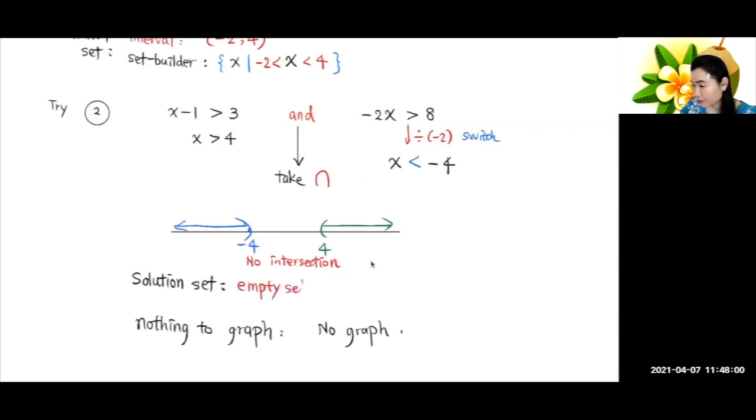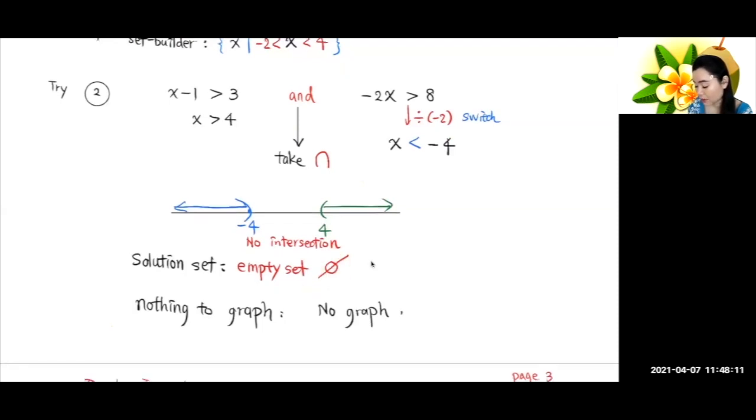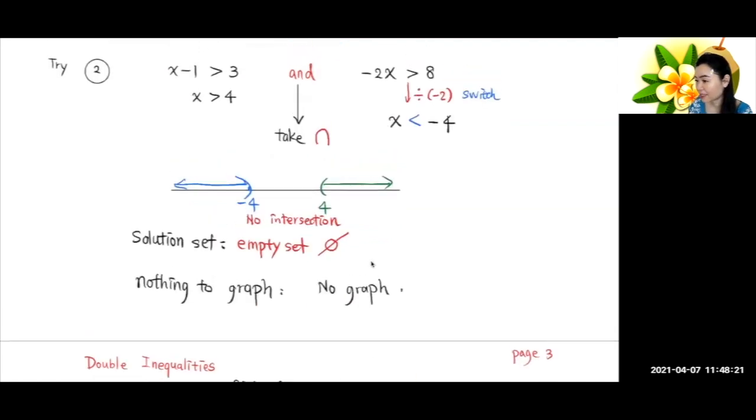The symbol for empty set is a 0 with a slash, remember? So we can just put down this symbol. The solution set is the empty set. Well, since it's an empty set, there's nothing to graph. So you don't need to graph it. Okay, you guys got it? So sometimes it happens that the solution set for a compound inequality could be an empty set like this, okay? So nothing to graph.